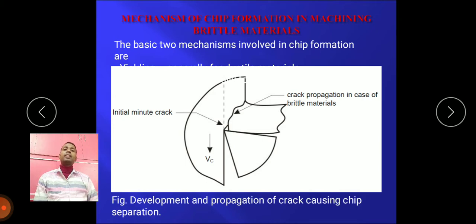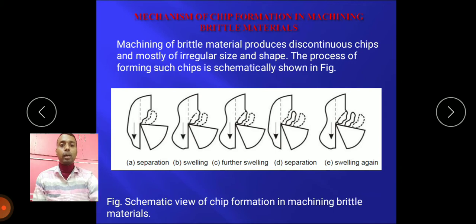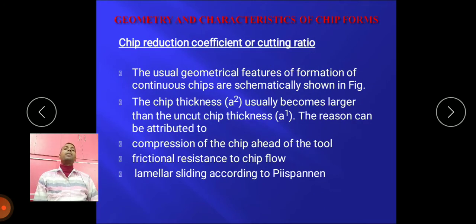There are two types of mechanism in chip formation. Development of crack propagation of chip: crack propagation in the case of brittle material. Brittle material has no continuous chip. After a certain time it will break. So this is the process: separation, sliding, further sliding, separation and sliding. The chip amount is very small, and this is a schematic view of chip formation in machining of brittle material.